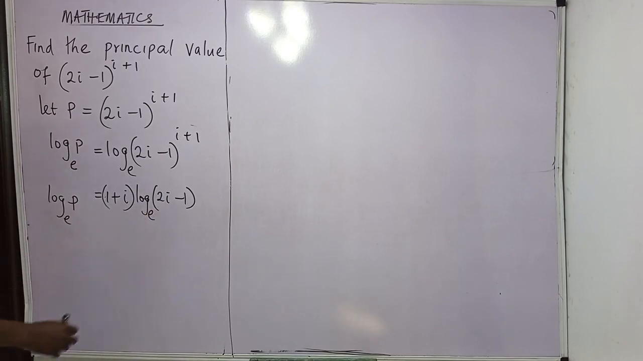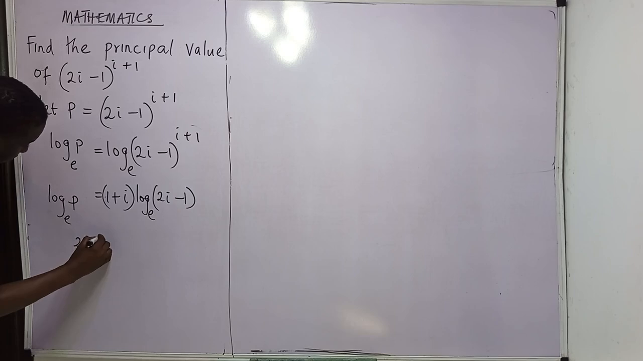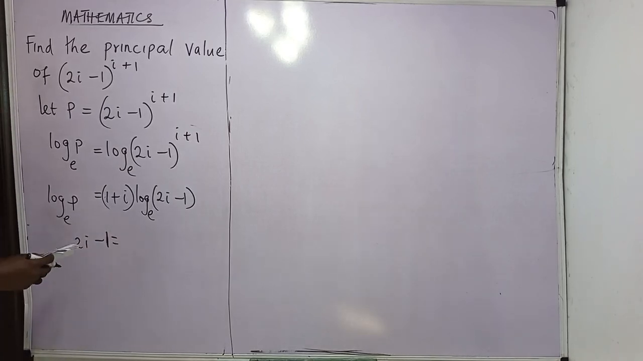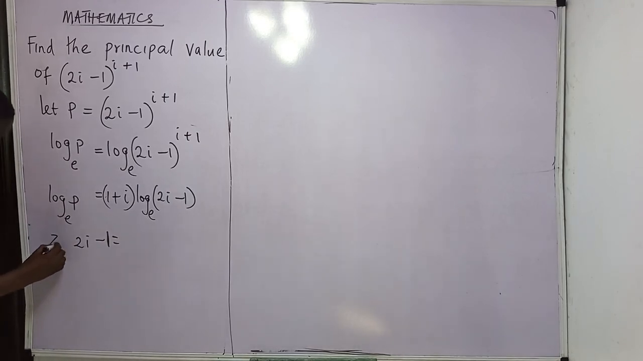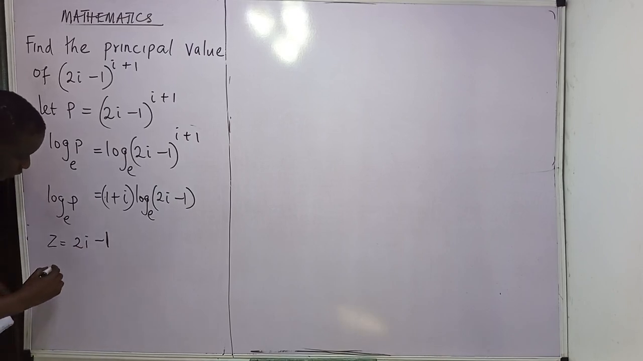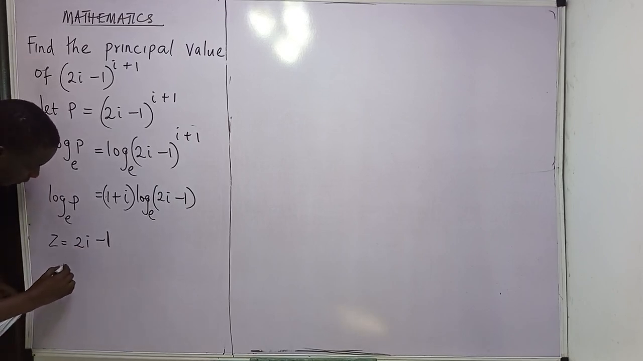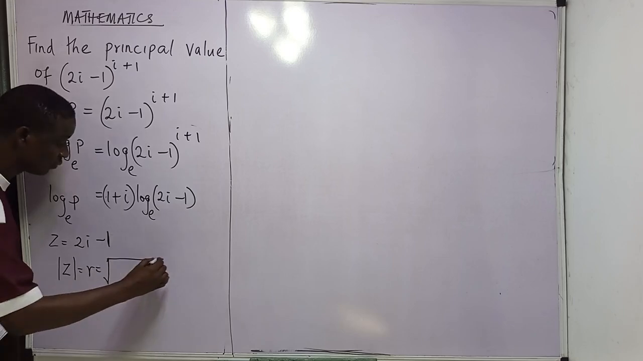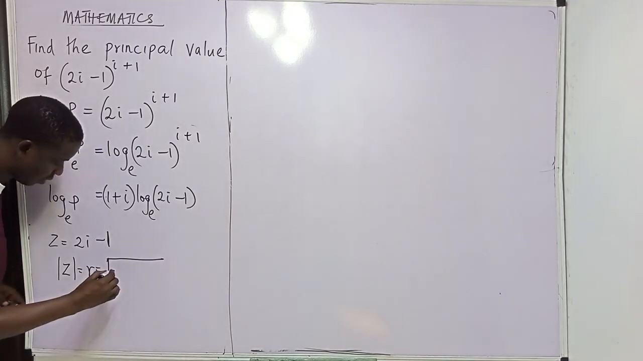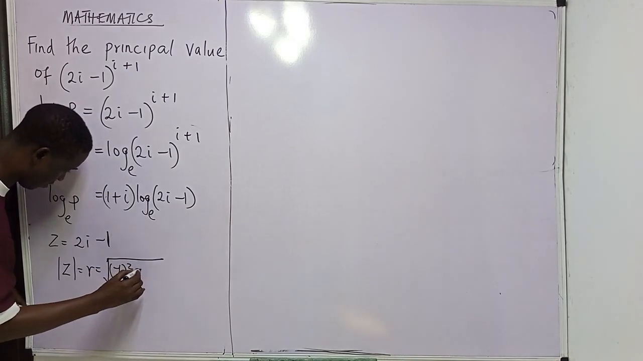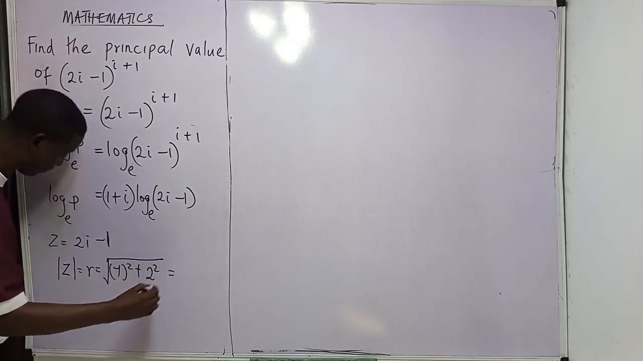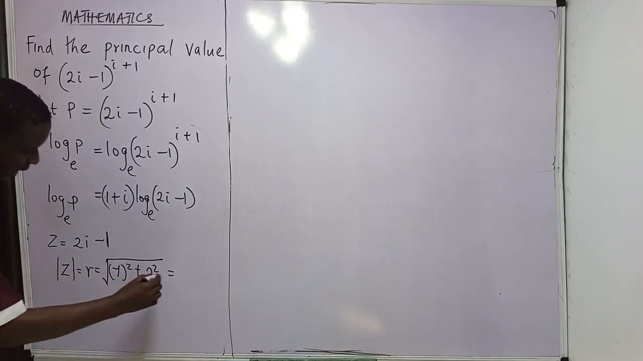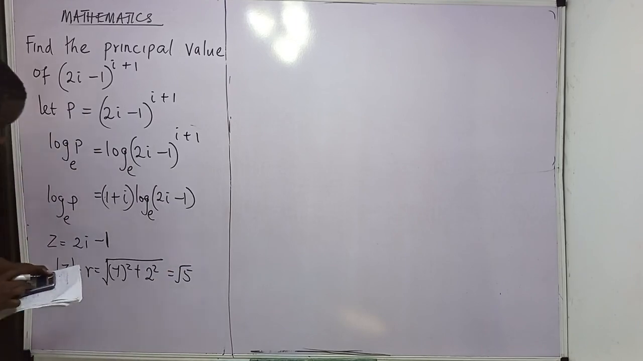Now let's convert this 2i minus 1 to polar form. So if you convert to polar form, this one is z. What we want to do first of all is find the absolute value, which is the square root of minus 1 squared plus 2 squared. Minus 1 squared plus 2 squared gives us 5, so the square root of 5.